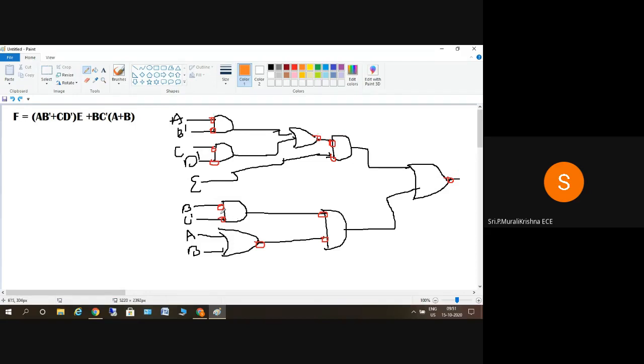So this is also fine. So what we can do here is I can change this one. So B bar C or A bar B bar. So this is one possibility. Okay, and the second possibility is to use a one input NOR gate here. So there is the second possibility.